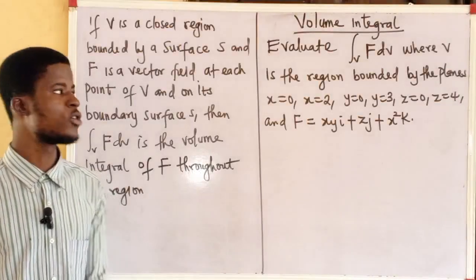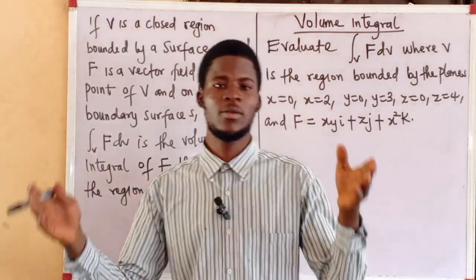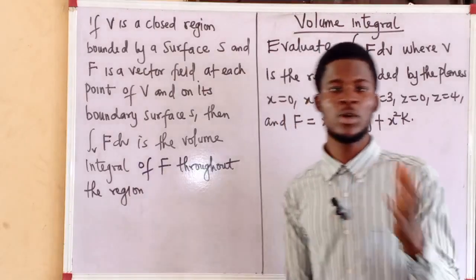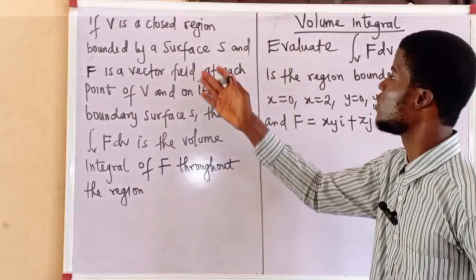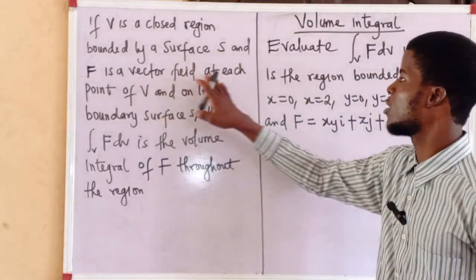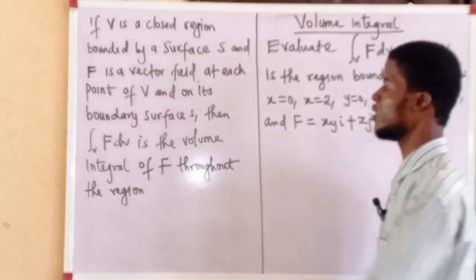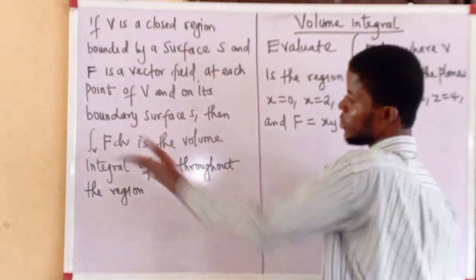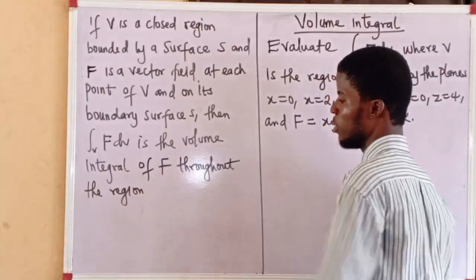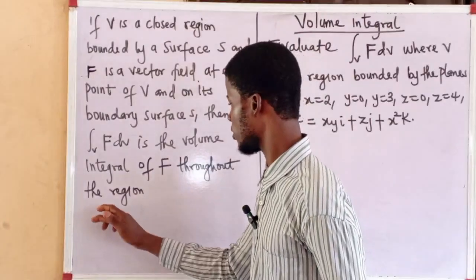In this video, I'm going to solve this question on volume integral, still on vector calculus, vector analysis. First of all, let us see what volume integral is. If V is a closed region bounded by a surface S, and F is a vector field at each point of V, and on its boundary surface S, then this is the volume integral of F throughout the region.